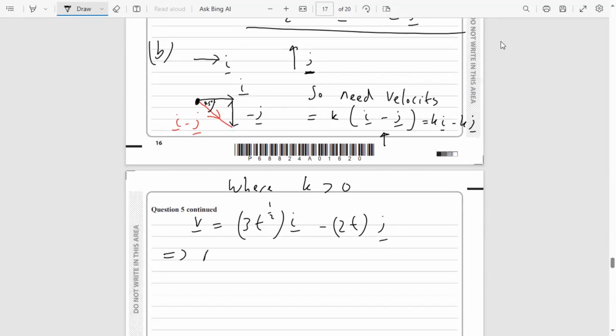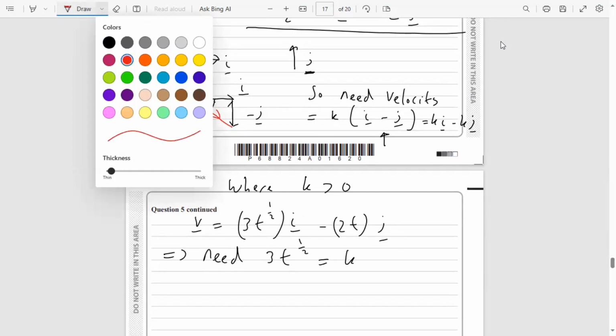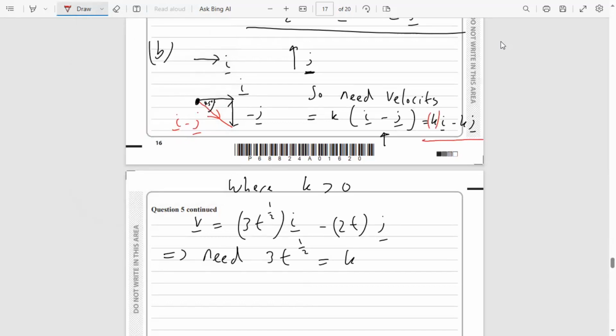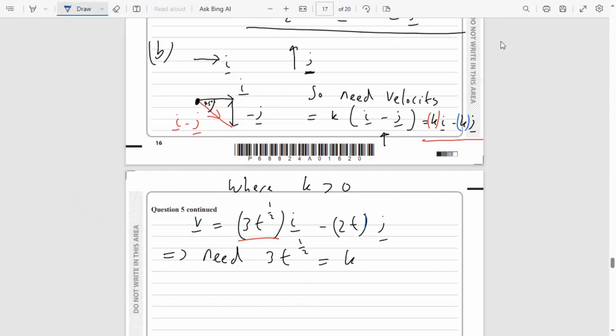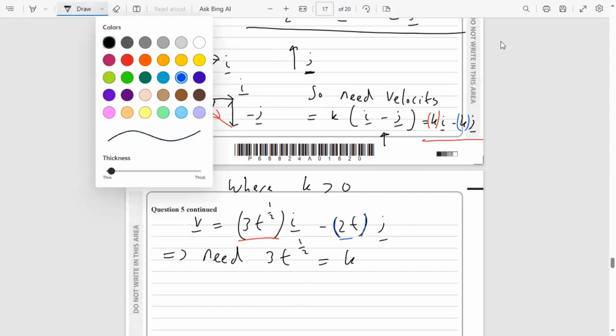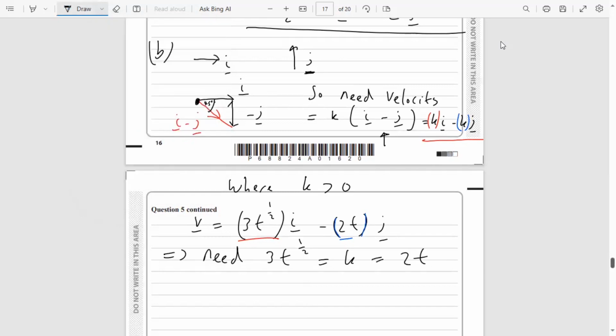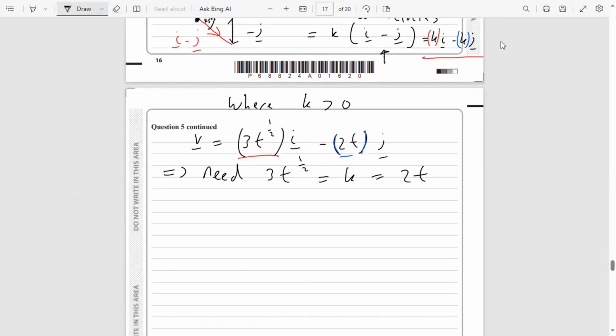So what we want is 3t to the power of a half to be equal to k. Let's color code this to make it very clear. We want this velocity to be the same as this velocity, so we need k to be equal to 3t to the half. We also need this k to be the same as the 2t. So we need 3t to the half equal to k, also equal to 2t. Therefore 3t to the half is equal to 2t. Now we can square both sides, because then we get rid of the power of a half.